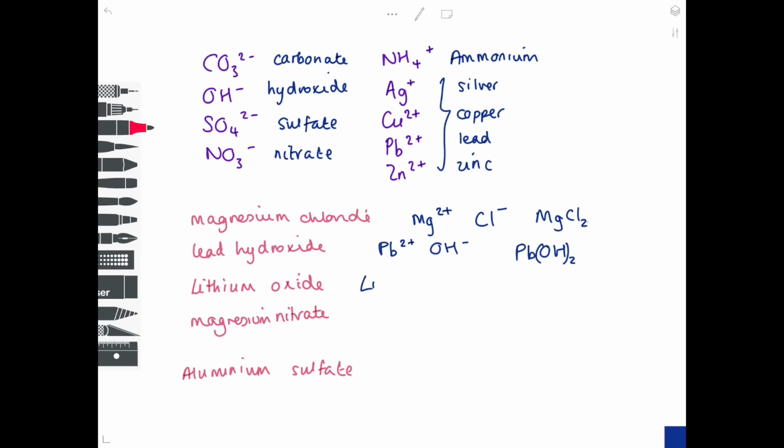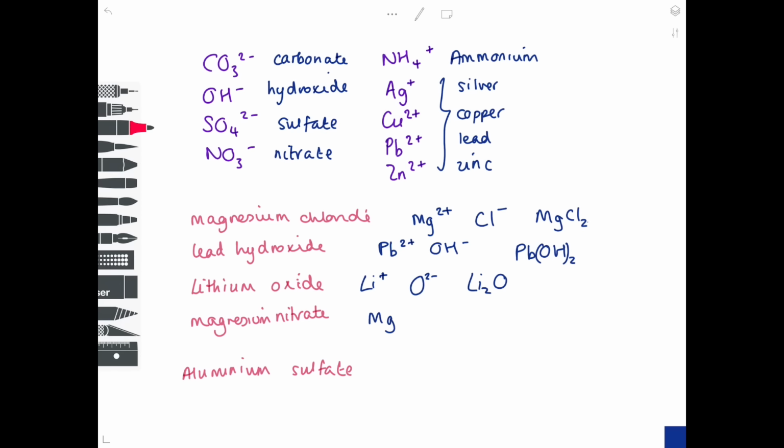Now lithium. Lithium is in group 1, so it has an Li+ charge. So it has a 1+ charge. Oxygen is in group 6. 8 minus 6 is 2, so it's O2-. This means you need 2 lithium for every oxygen, so Li2O.